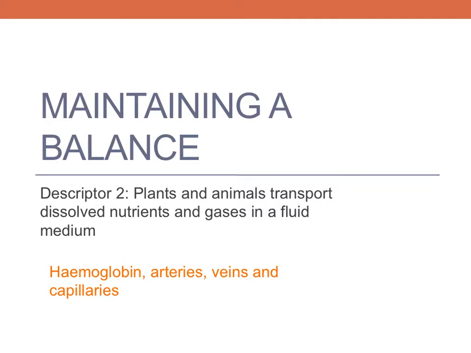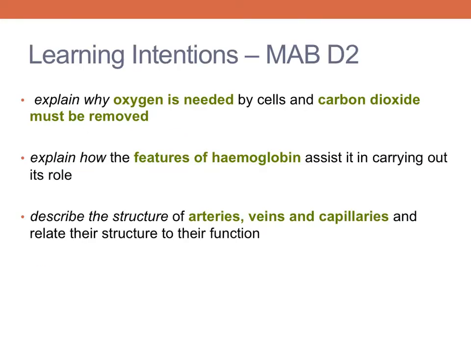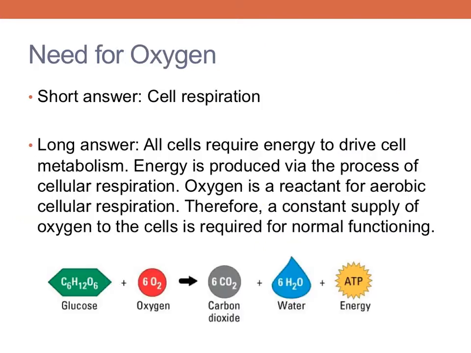We're in Maintaining a Balance, Descriptor 2, covering hemoglobin, arteries, veins and capillaries. The learning intentions for this lesson are that you will explain why oxygen is needed by cells and carbon dioxide must be removed. You need to be able to explain how the features of hemoglobin assist it in carrying out its role. And you need to be able to describe the structure of arteries, veins and capillaries and relate their structure to their function. Just recapping the need for oxygen, it's about making energy in the cells via cell respiration.